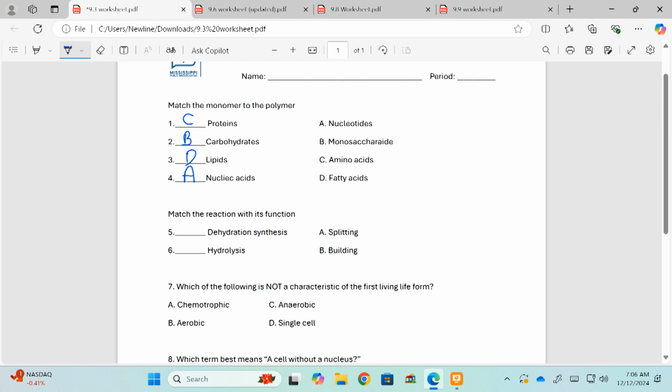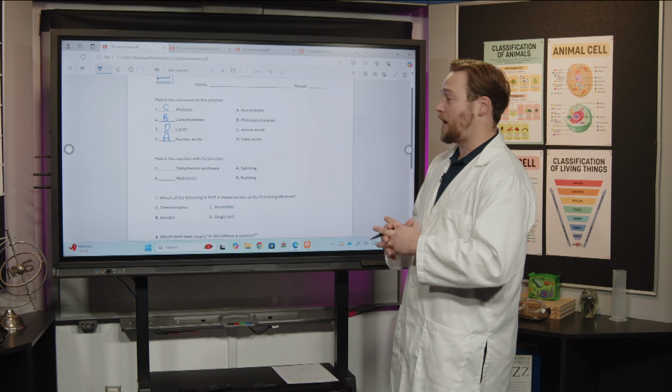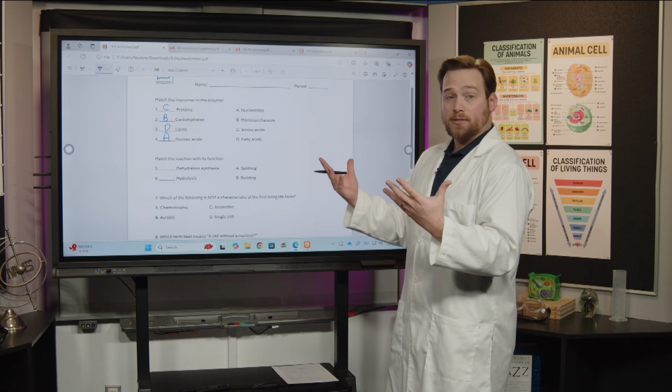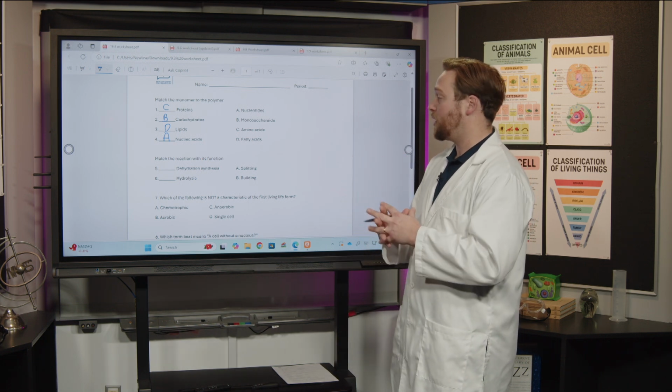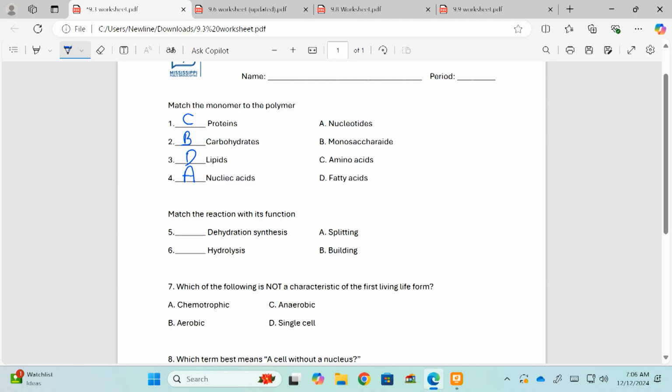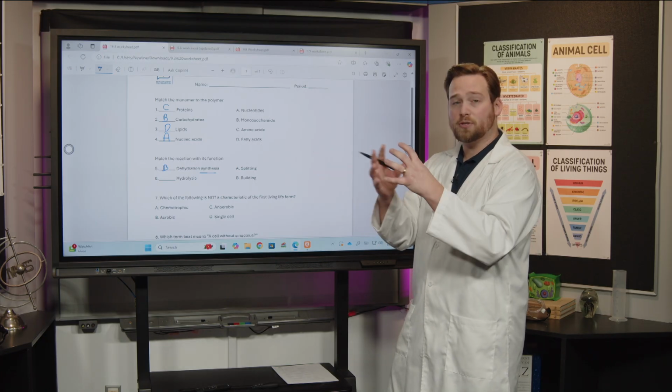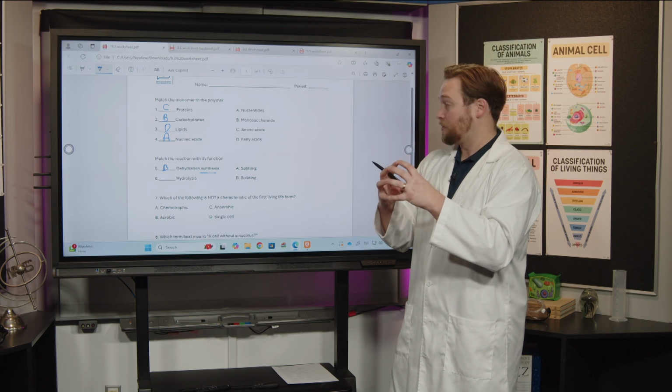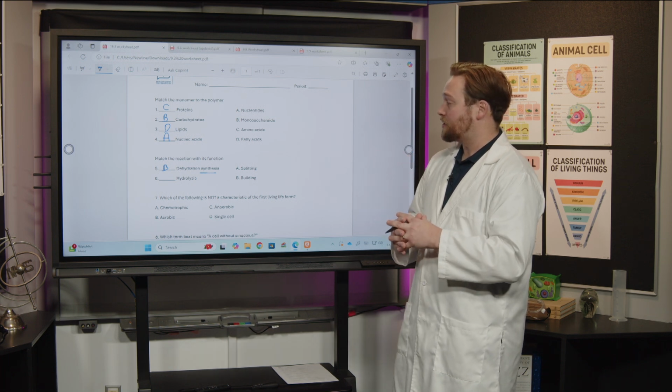Okay, so we'll go to 5 and 6 here. What these are talking about, these are different types of reactions. One of them builds things up and one of them breaks things down. Let's see if we can remember which one's which. Number 5 here says dehydration synthesis. So when we're doing this reaction, are we building things or are we breaking them apart? Well, what I really want you to notice here is that the word synthesis means to make. And so if we're making something, we're going to build it up, right? What we're doing in that dehydration synthesis is we're removing the water, and that fuses the monomers together to make a polymer, right?